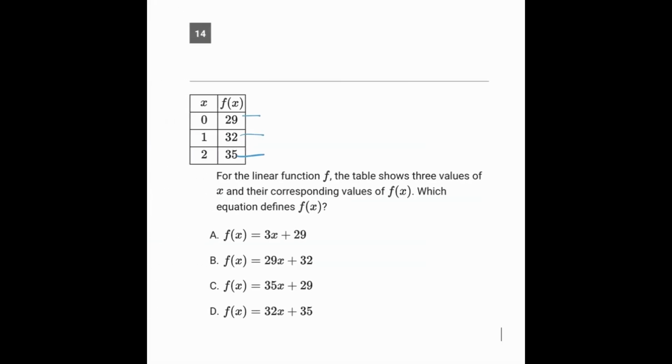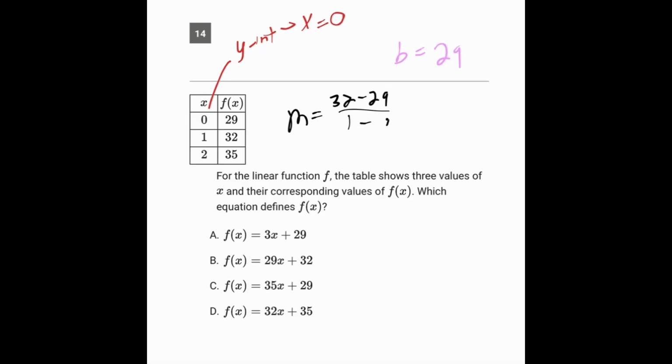So let's try that. Here, we do have a y-intercept, because the y-intercept is always the moment when x equals 0. And by the way, the x-intercept is where y is 0. So we do have a y-intercept. That's our b, and that's the number 29. Now to find the slope, that's 32 minus 29 over 1 minus 0, which is 3 over 1, or just 3. So now if we put that all together into y equals mx plus b, we know that our m is 3, our b is 29, so y equals 3x plus 29, which is answer choice A here.